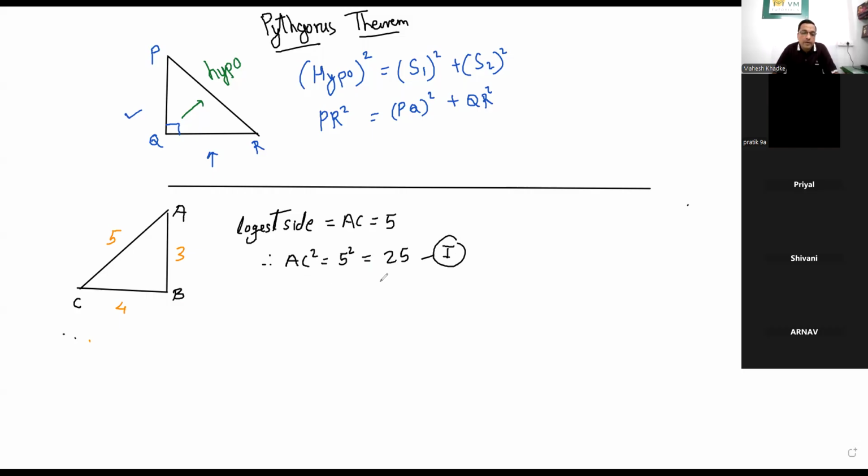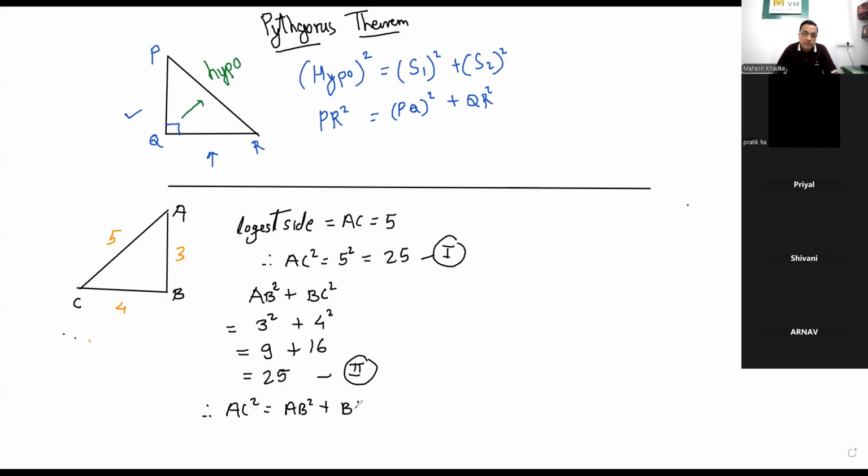That is the longest side square, and then what we have to do? We have to add the squares of the other two sides. Which sides remain? AB and BC. We have to square them also. So AB is 3 square, this one is 4 square. These become 9 and 16. And if you see, what is the total? 25. So in equation number 2, the right hand side is 25. Therefore, AC square is equal to AB square plus BC square.